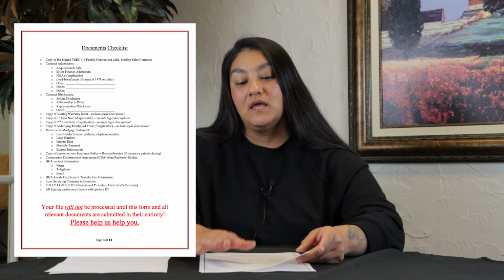On the third page of our process and procedure form, we have a document checklist, which gives you a list of all of the documents that we require for submission. Anytime that we get a new email, a new submission, people always ask us, what do I need to close? On the third page, it lists every single document.